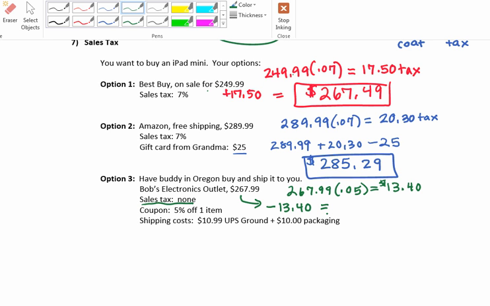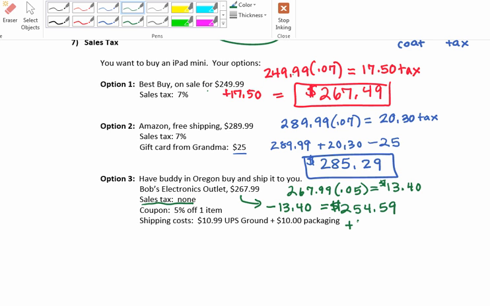So $267.99, we would end up paying $254.59. Now, on the surface, this seems like a really good deal. This is better than Best Buy. This is better than Amazon. But unfortunately, he lives in Oregon and you do not. So I looked up how much it would cost to ship an iPad from Oregon to Indianapolis, and that's $10.99 plus $10 in packaging, because you really don't want him to ship the iPad in an envelope.